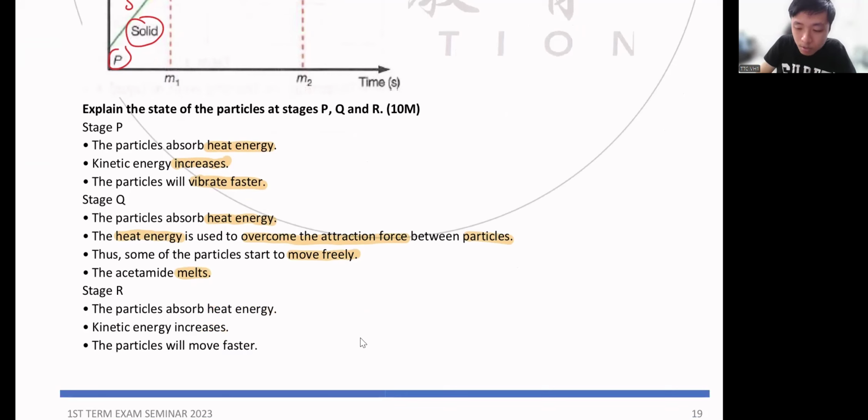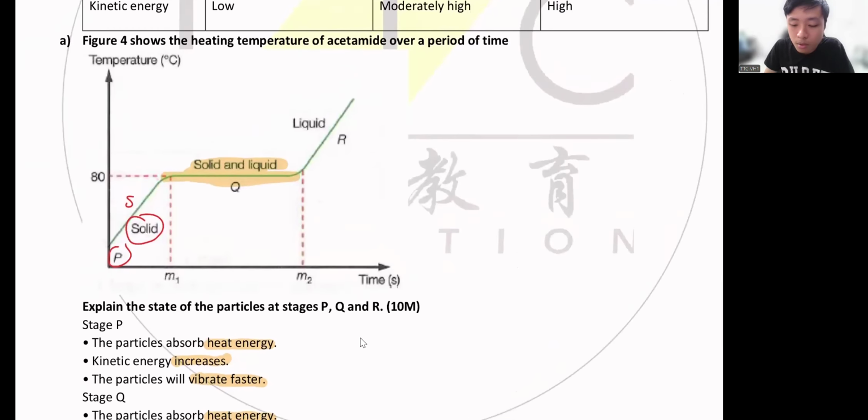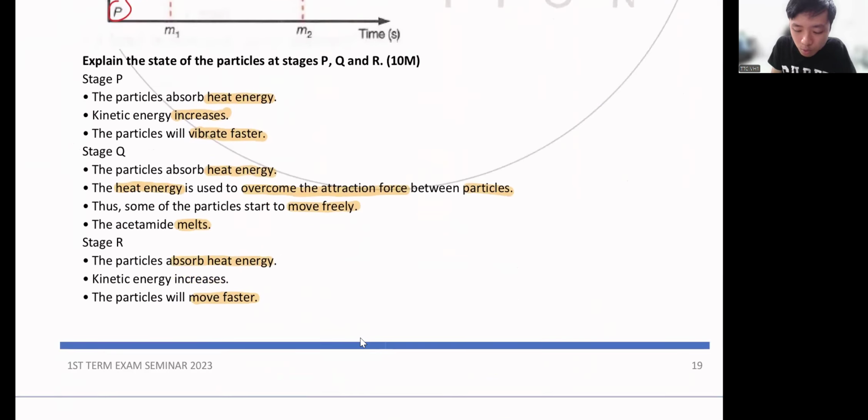Then stage R, the particles absorb heat energy, same thing, but this time you vibrate and move faster. Not only vibrate, but you move faster, because it's already liquid. So when you're heating liquid, the kinetic energy also increases.